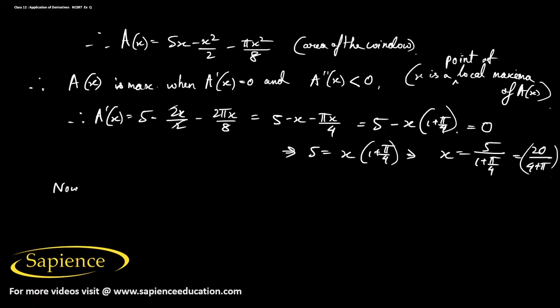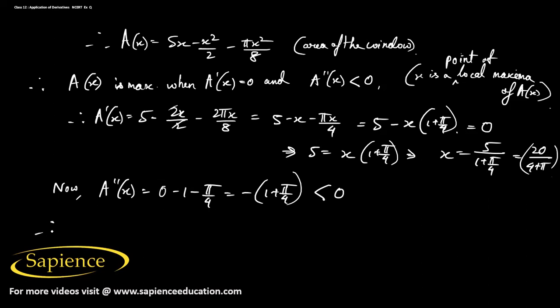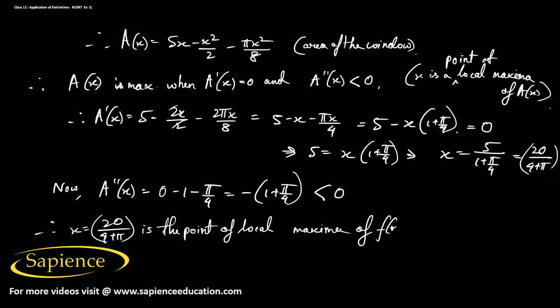Now, A''(x) we have to find. So this will be 0 minus 1 minus pi by 4, so this is minus of (1 plus pi by 4), which is less than 0. So for all values of x, A''(x) is negative. It means the second derivative of the function A(x) is negative always. Therefore, x equal to 20 by (4 plus pi) is the point of local maxima of the function A(x).